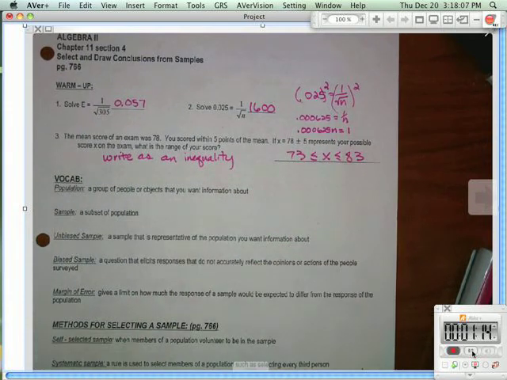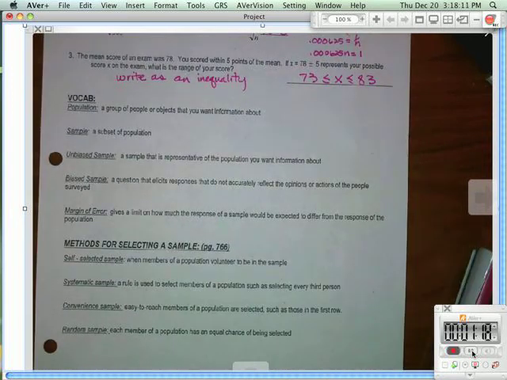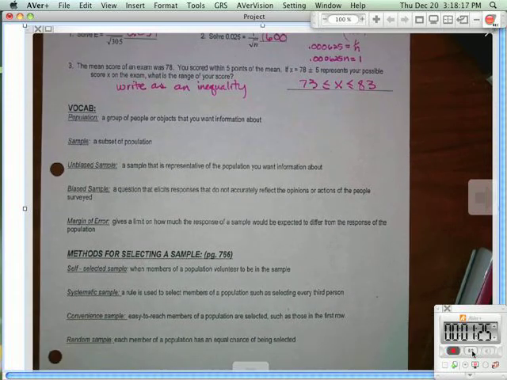All right, let's look at this. A lot of vocab for this particular section. It's kind of a fun section, though. It's all about surveying people and samples. All right, a population is a group of people or objects that you want information about. For example, Dexter High School students. You want to find something out about what their opinions are for something. A sample is a subset of the population. So a subset of that could be all juniors.